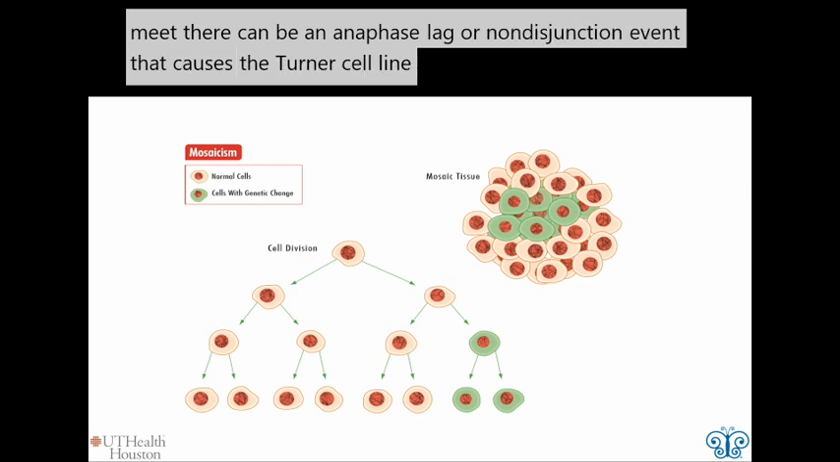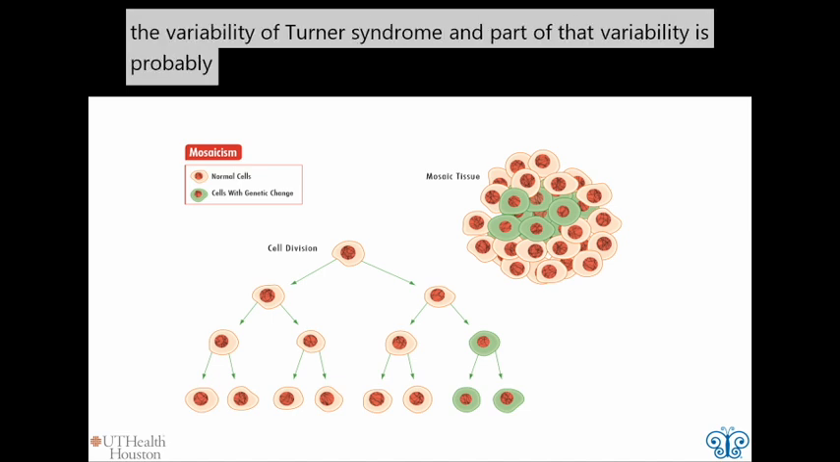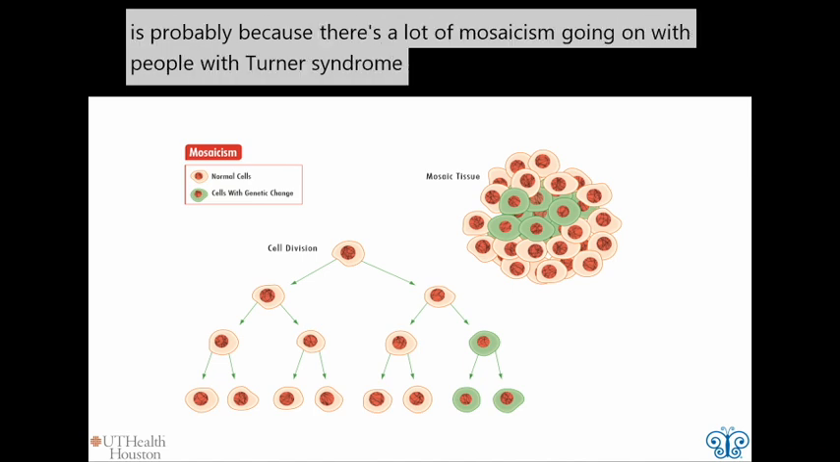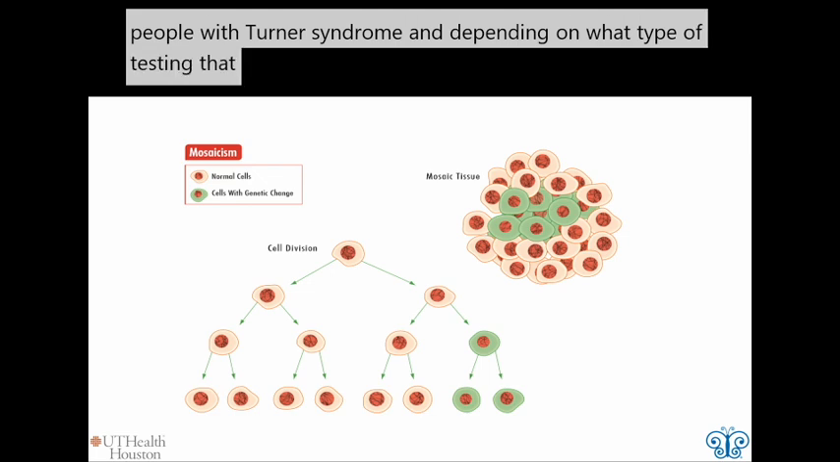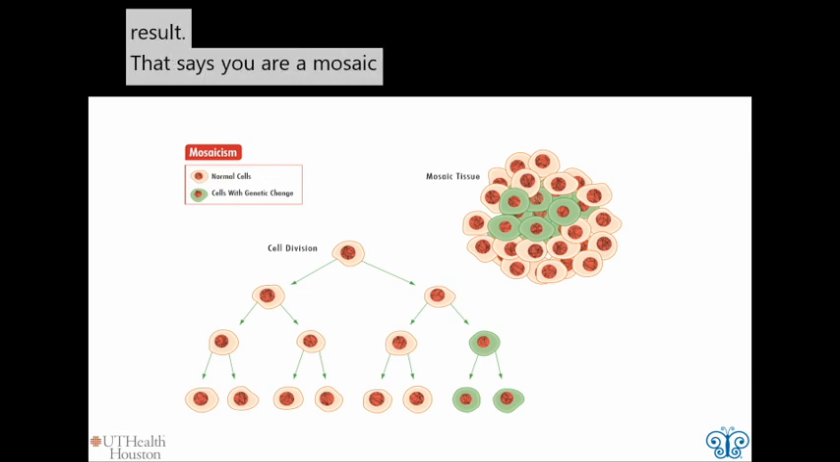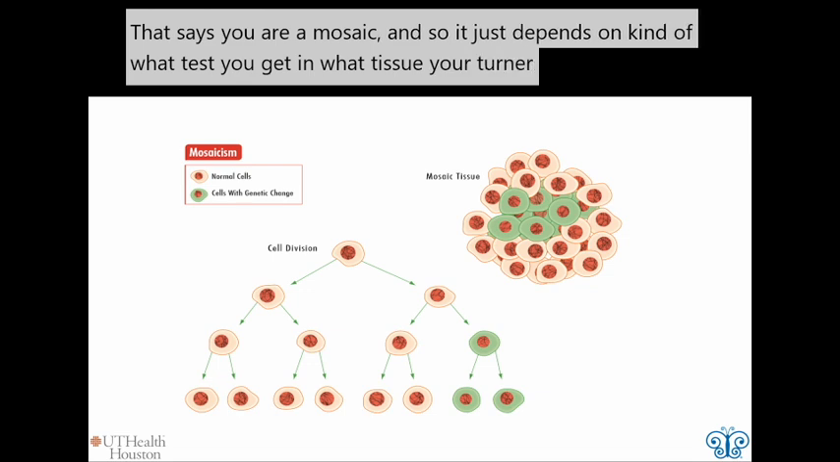And you'll hear more about the variability of Turner syndrome. Part of that variability is probably because there's a lot of mosaicism going on with people with Turner syndrome. And depending on what type of testing you went through, you might have got a test result that says you are a mosaic. It just depends on what test you get and what tissue your Turner cell line is in, whether you pick it up.